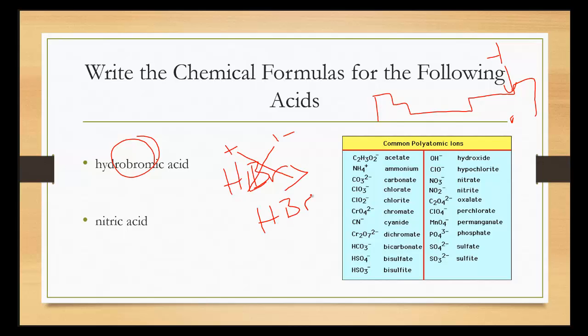Nitric. Ic came from ate. I notice that there's no hydro in front, so that means it's a polyatomic ion. So I'm looking for nitrate. Nitrate is right here. So it's NO3. I'm looking here and I see that it's a -1 charge. So if I were to crisscross that down, it would be 1 hydrogen.